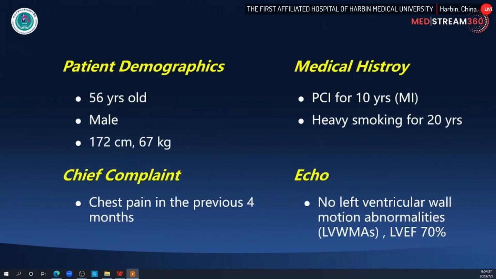As you can see, the patient for today is a 56 years old male with a general body size. We can also see that there are several risk factors for this patient. He accepted PCI 10 years ago due to an old myocardial infarction. He is a relatively heavy smoker, with a history of smoking for 20 years. Recently, the patient complained of chest pain under labor during the previous 4 months, and this is the chest pain of stable angina pectoris. The echo indicated that there are no left ventricular wall motion abnormalities, with an EF value of 70%.